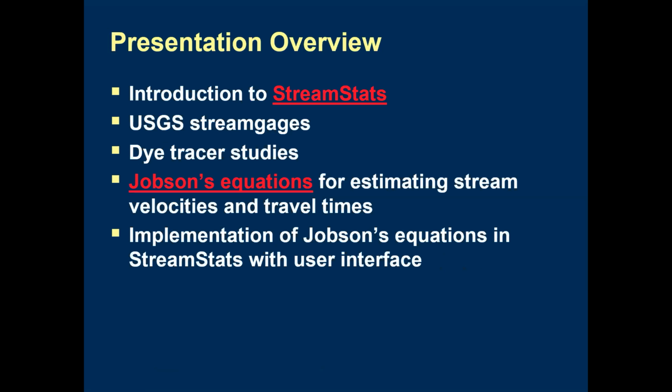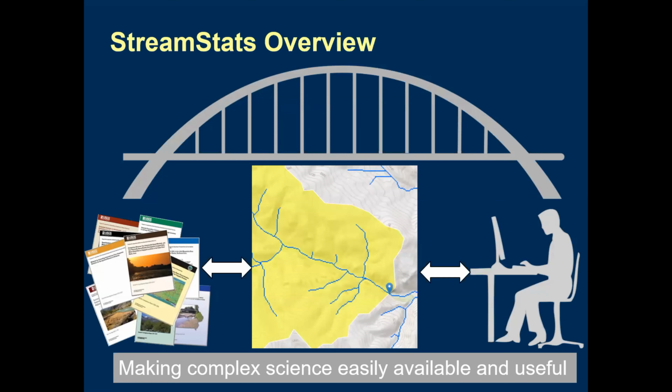So I'm going to give an introduction about Stream Stats, talk about our stream gauges, a little bit about dye tracer studies and how the methods for estimating in-stream velocities and travel times were developed. And then we'll jump into the implementation of that and where we're at with our current client. Typically, if I'm in the room and I can look at everyone, I can ask who's heard of Stream Stats and have you used it before, but without that ability, I'll just jump in.